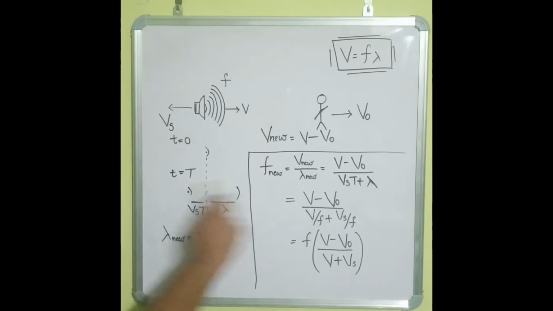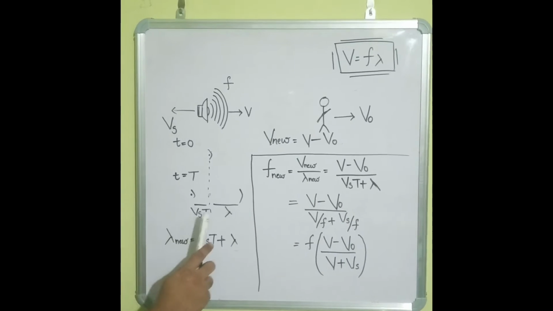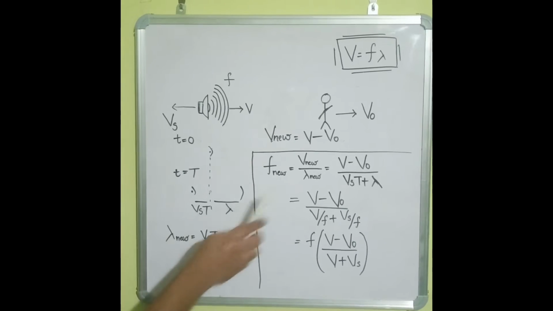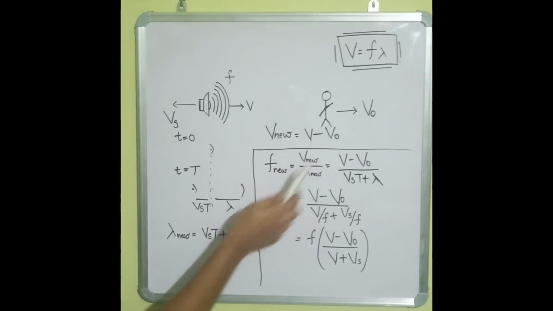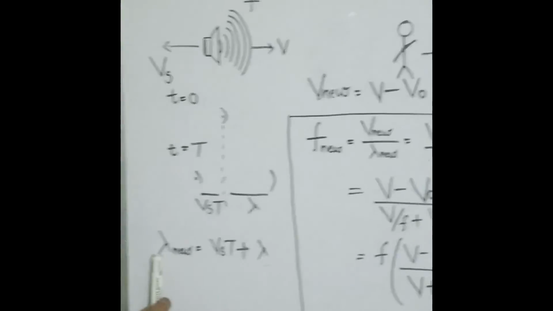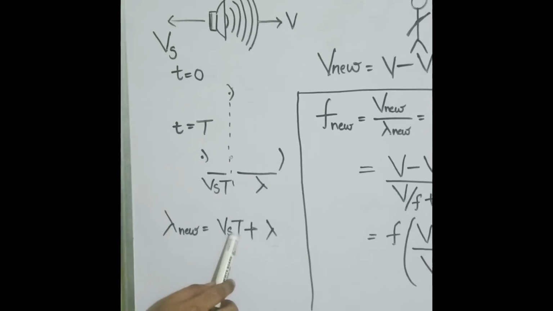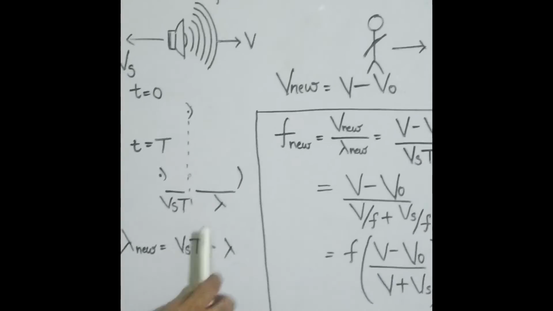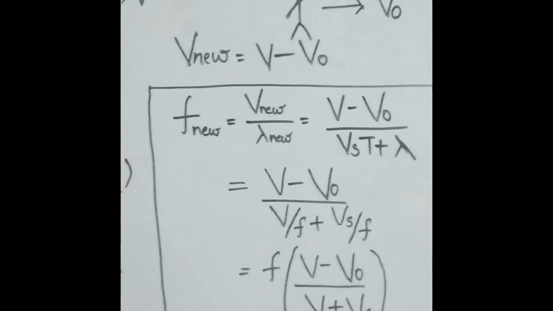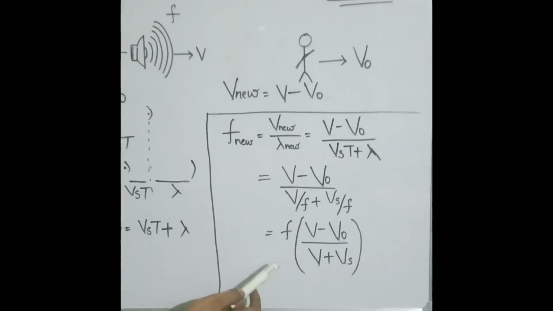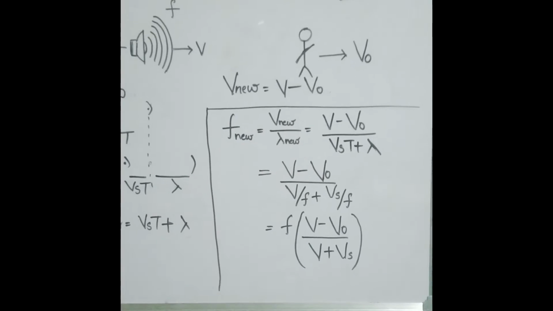Go to the last case, which is the combination of the first two cases. By the first case, V' equal to V minus V naught. And by the second case, we got lambda' equal to Vs into T plus lambda. By substituting them in our formula, we got the final formula. From this formula of the last case, you can also get the formulas of the first two cases. I will show you how.